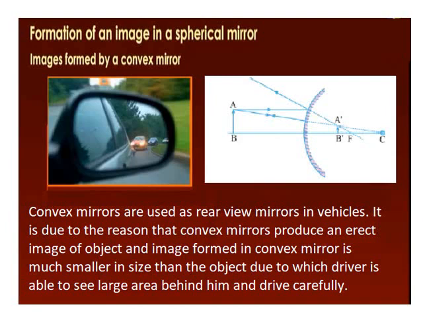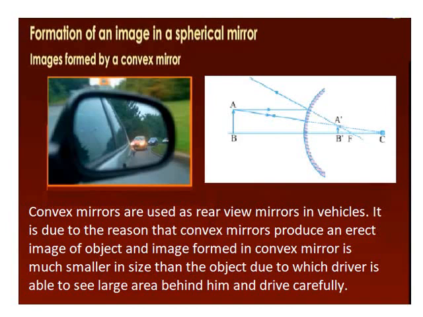It is due to the reason that convex mirrors produce an erect image of the object, and the image formed in the convex mirror is much smaller in size than the object, due to which the driver is able to see a large area behind him and drive carefully. So in the mirror, a wider field of view is seen because of this property, and because it gives an erect image. Because of this property also, convex mirrors are chosen as rear view mirrors.